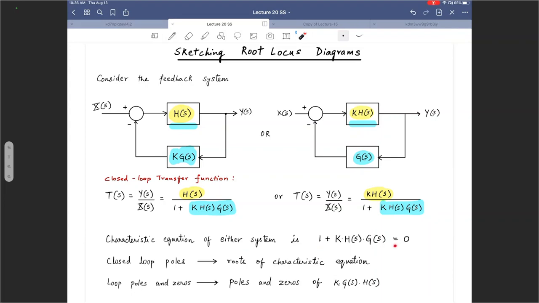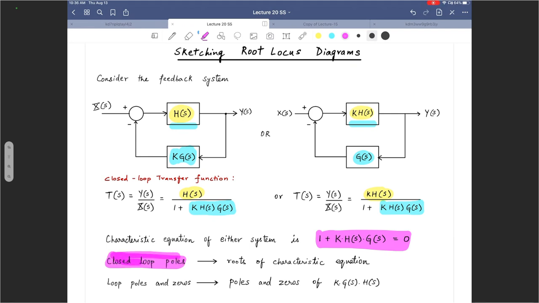And we can use this to find out the location of the poles of both these closed loop feedback systems. Once I make the denominator equal to 0, I will try to find out the values of s that make that happen, and those would be my closed loop poles. So closed loop poles are actually the roots of the characteristic equation 1 plus k times h of s multiplied by g of s. If I find the roots of that equation, those would be my closed loop poles. If I can color code this, the closed loop poles would be related to this equation.